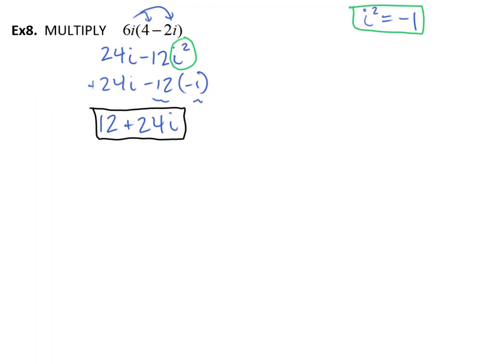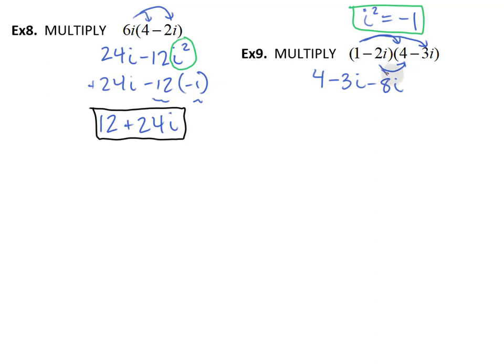Okay, let's try another example. Now we need to multiply, and we do need to do kind of a FOIL, I guess, or double distribute. So let's do that quickly. 1 times 4 is 4. 1 times negative 3i is negative 3i. Distribute the negative 2i. That gives me negative 8i. And negative 2i times negative 3i is positive 6i squared.